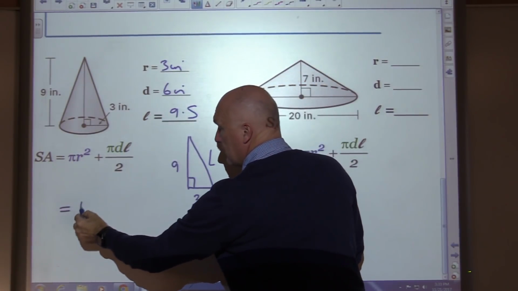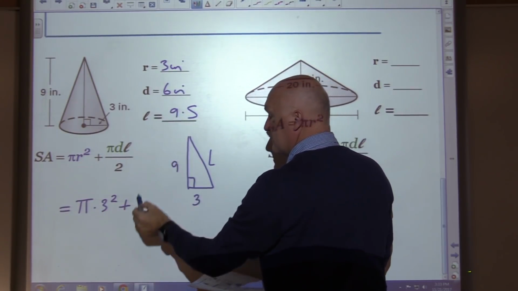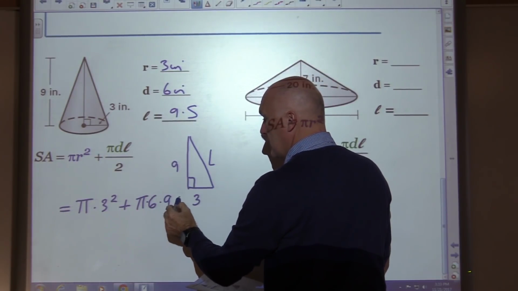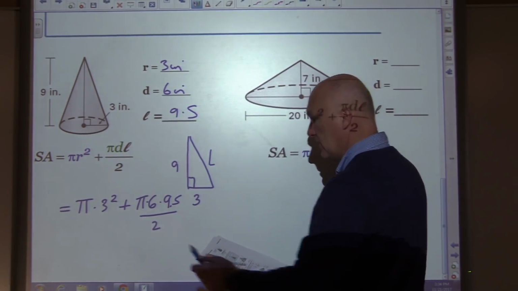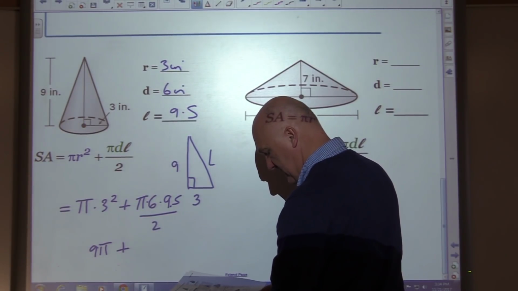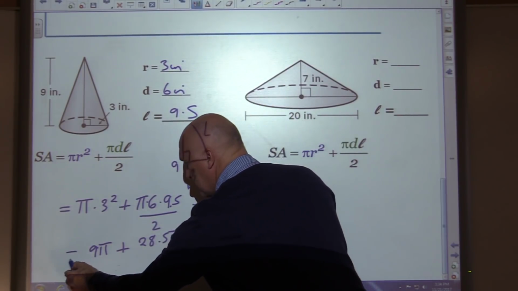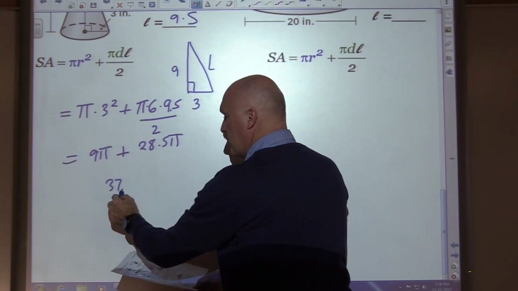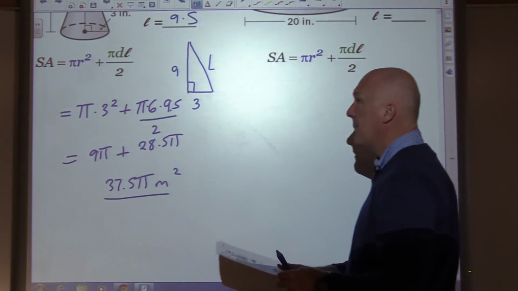So now we have all the ingredients to go into the surface area. Pi r squared, pi times 3 squared is 9, plus pi times d, that's pi times 6, multiplied by 9.5. All of this has to be divided by 2. When we get this in terms of pi, we get 9 pi for this bit here, and we get 28.5 pi here. So we can actually leave everything in terms of pi, and it's 37.5 pi meters squared. Check you get that.